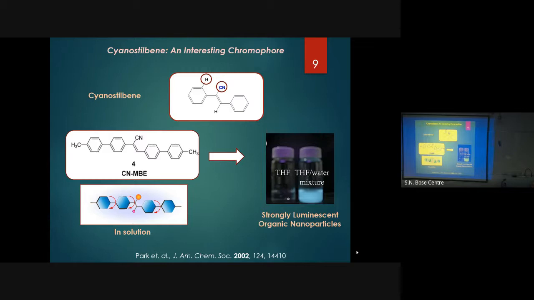And in many of these applications, when you want to make a film or solid coating of these molecules, you have to bring many molecules together. This is where molecules which have twisted structures are interesting, because they can actually gain in their luminescence.